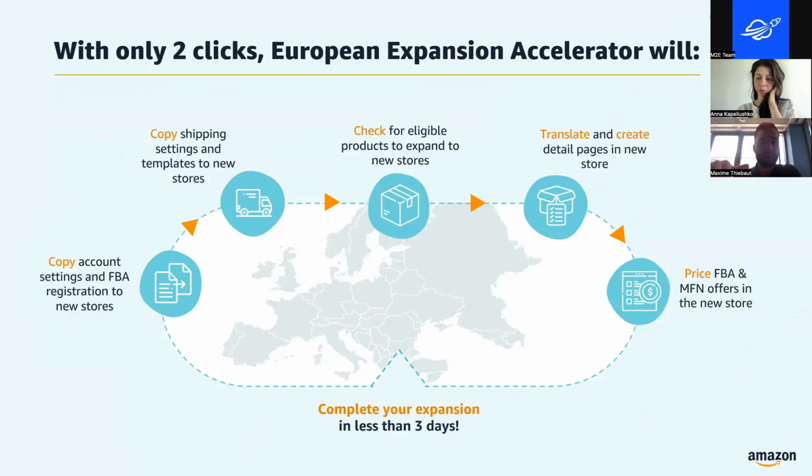So here is just a summary of everything. You have only 2 clicks to do. Amazon will send you an automatic email saying, okay, check this information. Is it okay for you? Is it okay for the translation? And it takes only 2 working days because after that a special team at Amazon is going to work on your listing.